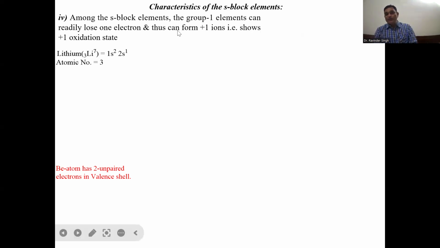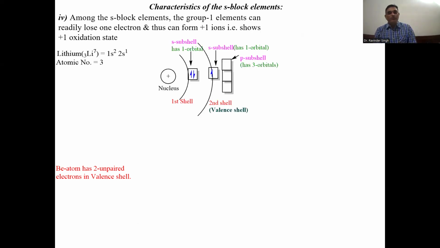So the S block elements of group number 1 have the ability to lose 1 electron to acquire group 18 like configuration. Means after losing 1 electron, they will acquire +1 charge. So they can show the +1 oxidation state. They can form unipositive ions. So that is the next characteristic of the S block elements of group number 1. You can see through that diagram also, there is one unpaired electron which can be lost easily, and after losing that electron, the remaining part is helium like configuration.